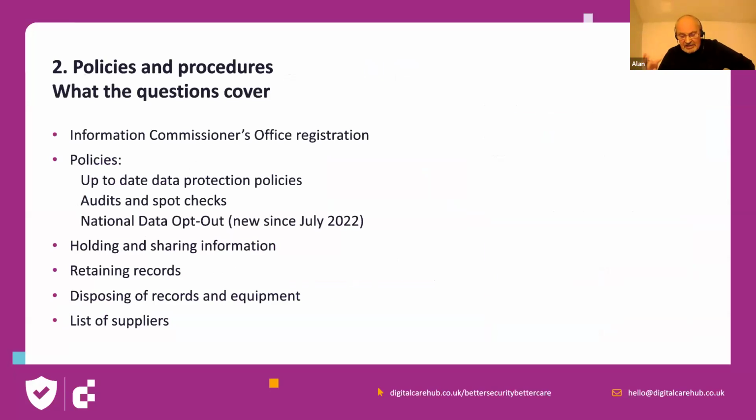So 12 questions here that are really at the heart of GDPR and data protection. So the first thing it asks is, are you registered with the ICO? So in the UK, if you're an organisation that processes personal and confidential information, it is a requirement that you are registered with the ICO. So you need to check that you are, and the question will ask what your registration number is. In terms of your policies and procedures, have you got up-to-date data protection policies? Do you carry out audits and spot checks to ensure compliance?